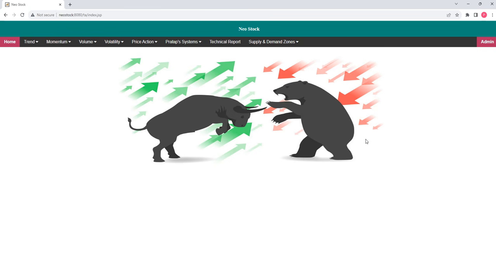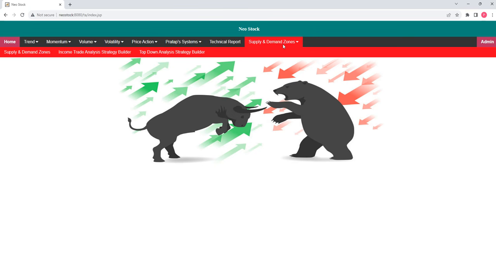I am the developer, architect, and product owner of NeoStock software. I am happy to announce NeoStock version 2.0 is ready. I have implemented supply and demand zone, top-down analysis, advanced strategy builder in this release. Let us have a look into this strategy builder.